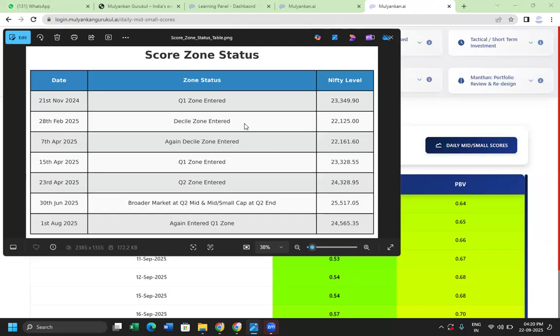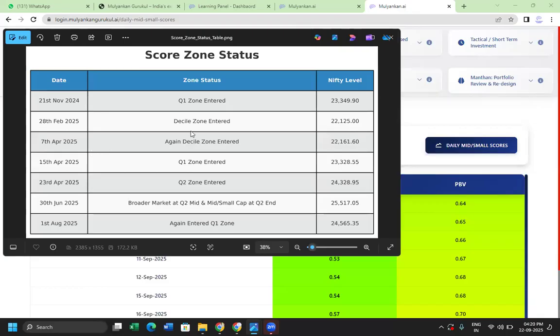That means it's a very lucrative opportunity. Buy equity with both hands. Sell everything. Take a loan if you want to take a loan and buy equity. I'm just giving you an example, an analogy. Don't literally do that. What I'm trying to say is buy equity with both hands. Decisive zone, we had already entered the decisive zone on 28th of Feb. I'm just putting a Nifty level for your reference, but we never look at the Nifty level.